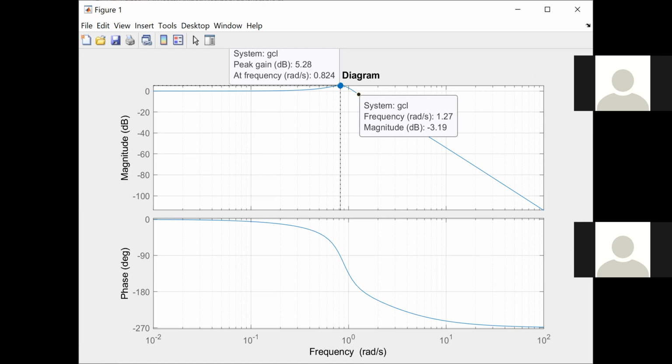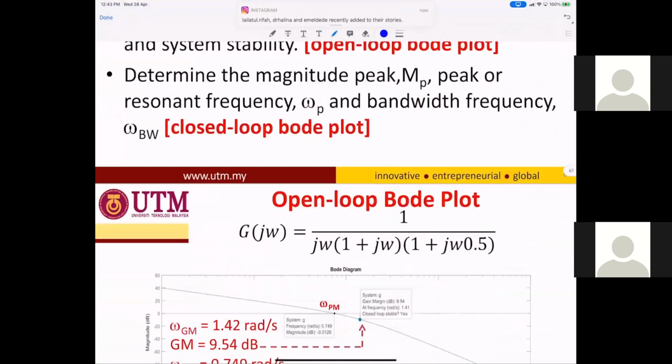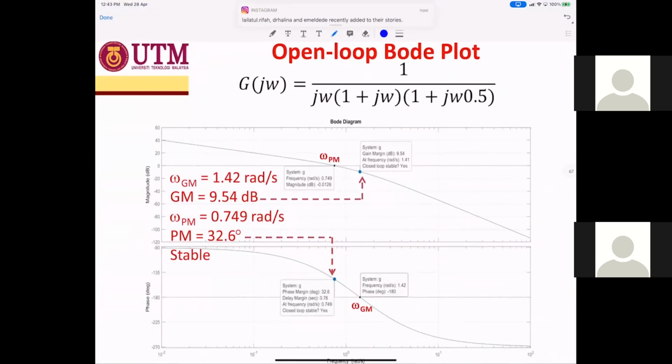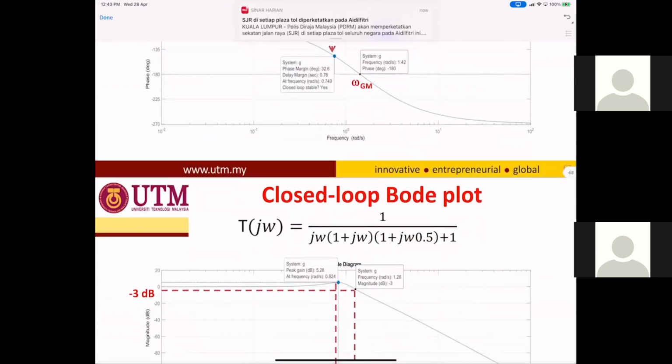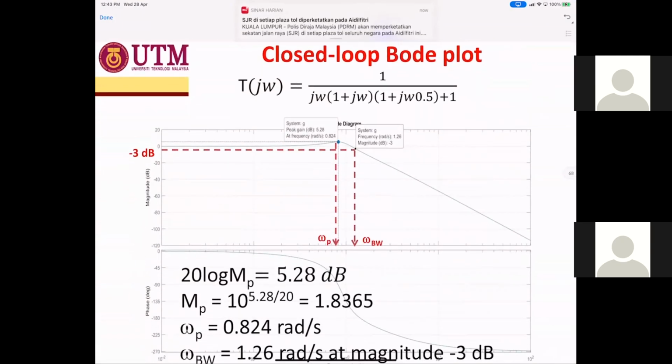So we go back to our slides. Okay. So we already plot, we obtain the answers stable. Then we obtain the closed loop, just now.